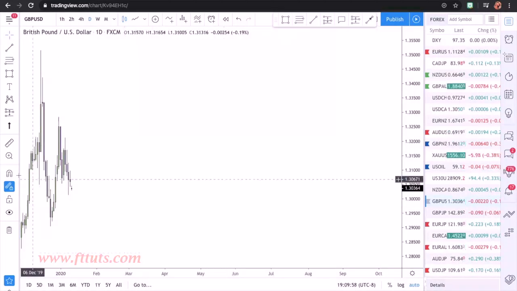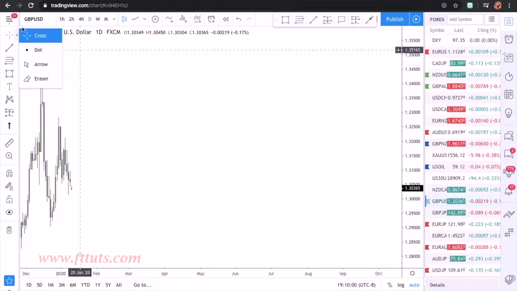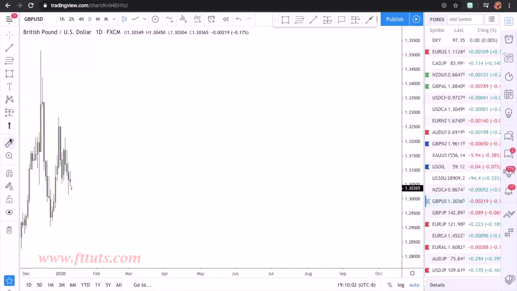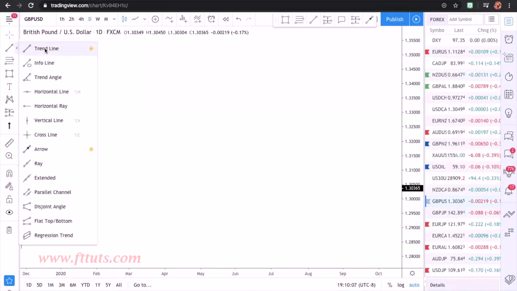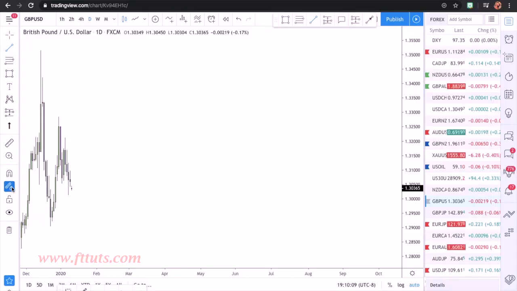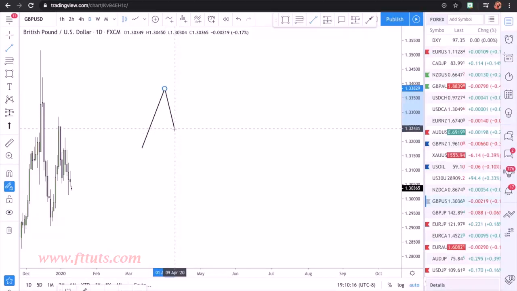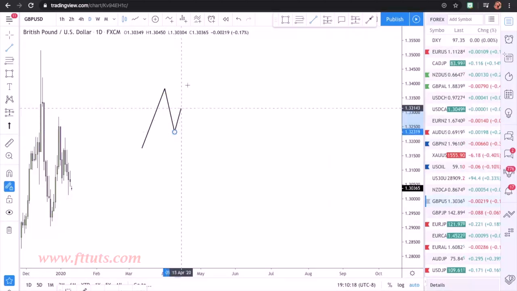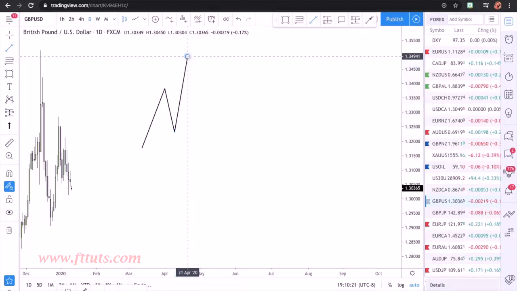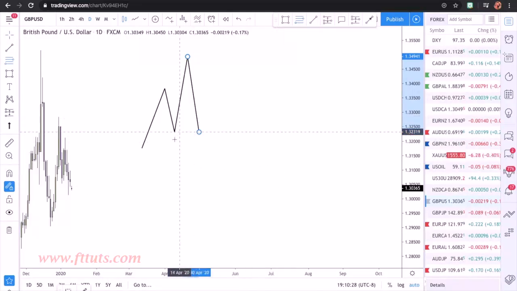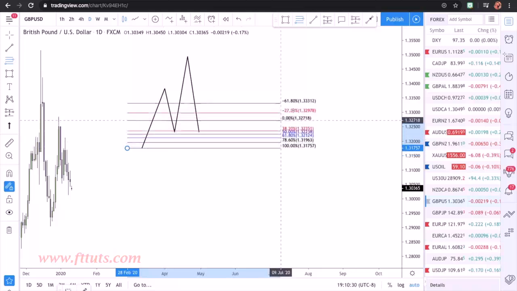So looking for a head and shoulder pattern. Head and shoulder patterns are best on higher time frames because it's stronger. It's a stronger move. So okay, so we're going to draw head and shoulder pattern. Okay, so what we want to do is take our fibs from the low to the high.